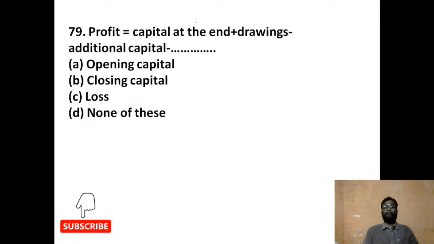Profit is equal to capital at the end, that is closing capital, plus drawings, minus additional capital, minus opening capital. Is that okay guys? Yes.